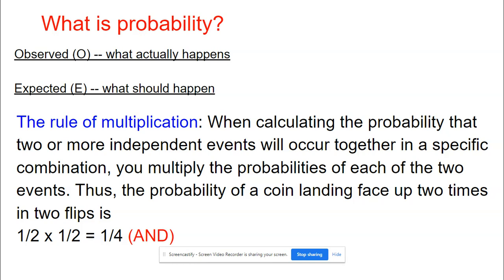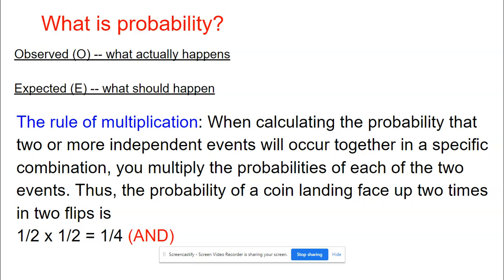So this goes into a little bit of math. What's probability? Probability is the likelihood that something is going to happen. Observed is what actually happens. Expected is what should happen. What Mendel did to test his theory is he would grow 1,000 pea plants and count what actually happened, and that was his observed. His expected is what he thought should happen.